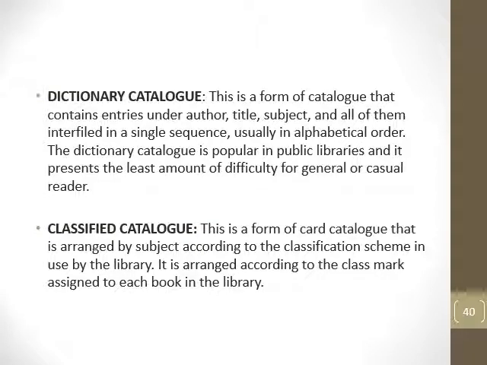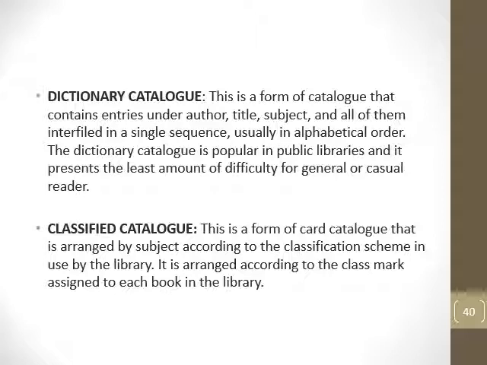Dictionary catalog is a form of catalog that contains entries under author, title, subject, and all of them are interfiled in a single sequence, usually in alphabetical order. The dictionary catalog is popular in public libraries, and it presents the least amount of difficulty for the general or casual reader. Then we have classified catalog.